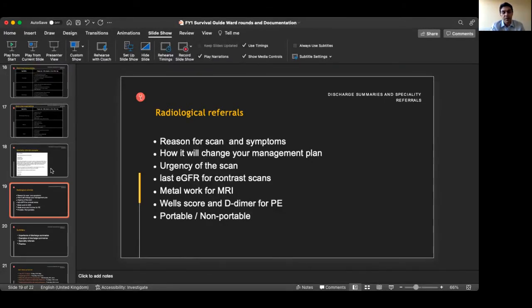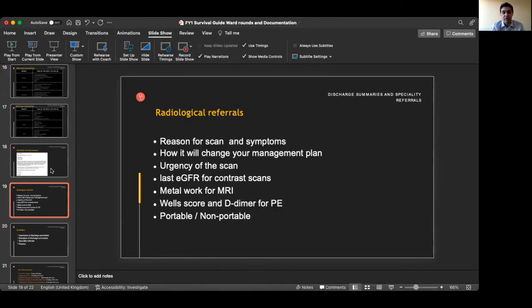To note, if you're requesting a CTPA, it's important to put on there the Wells score, which you can quite easily calculate using some apps such as MDCalc, and the D-dimer, because this will make your referral more genuine and will back it up, especially if they have a high Wells score and a raised D-dimer. So this will help get your scan accepted.